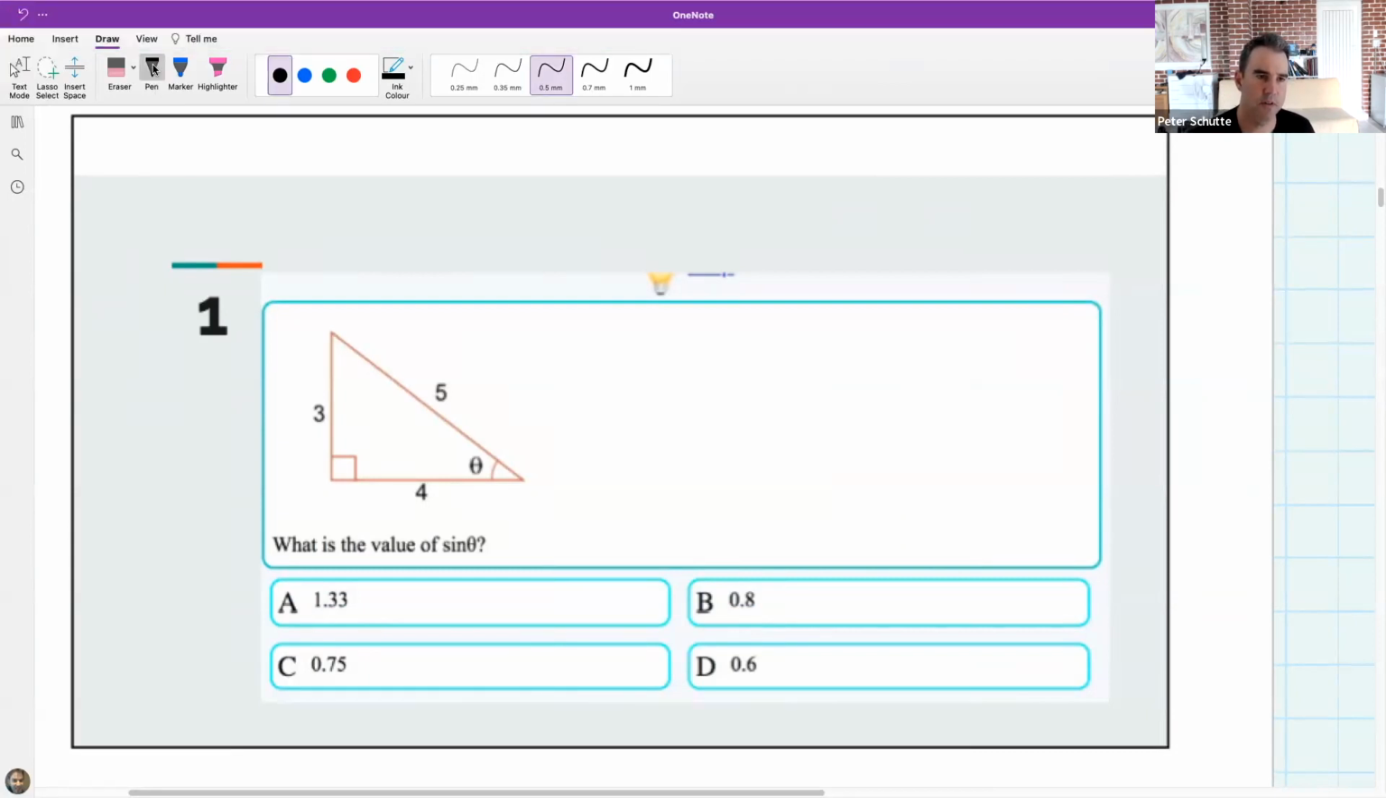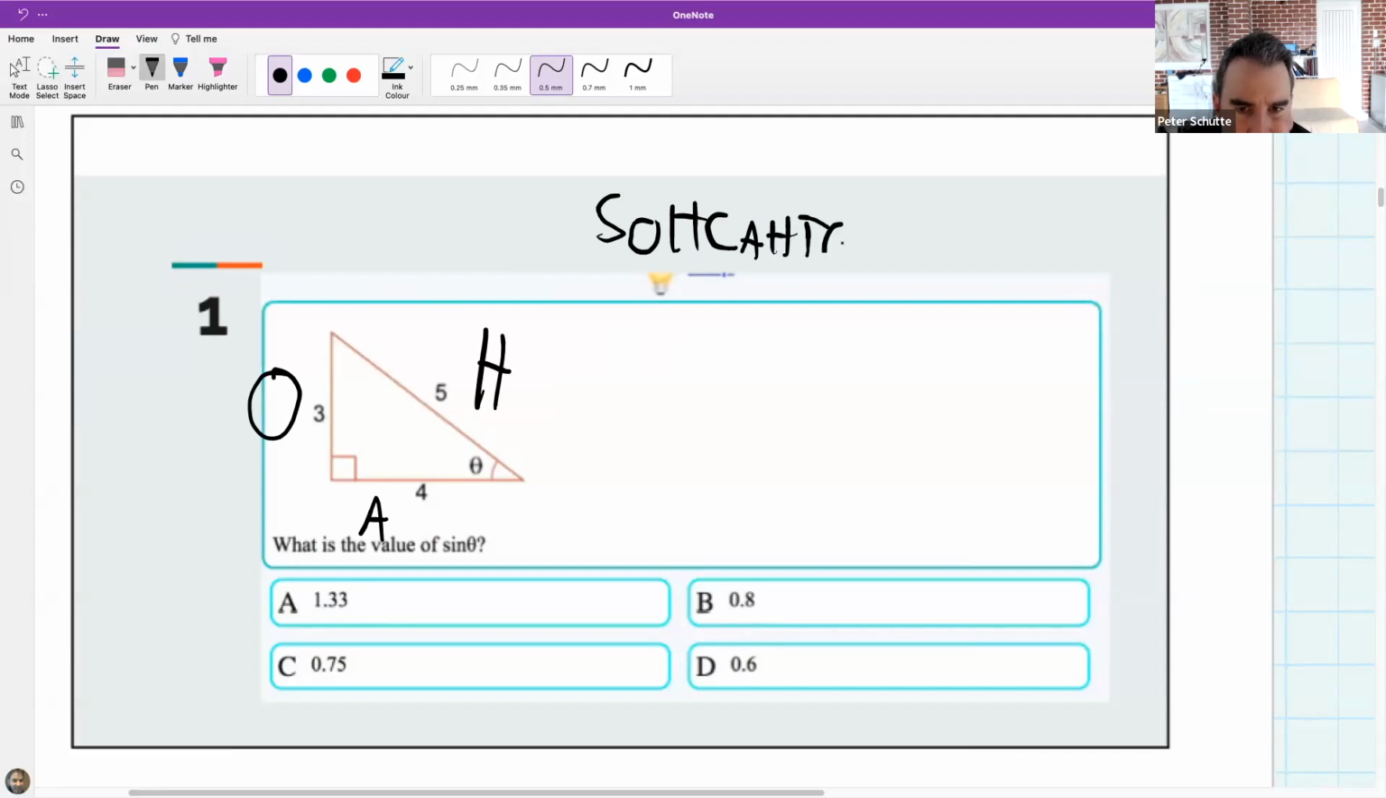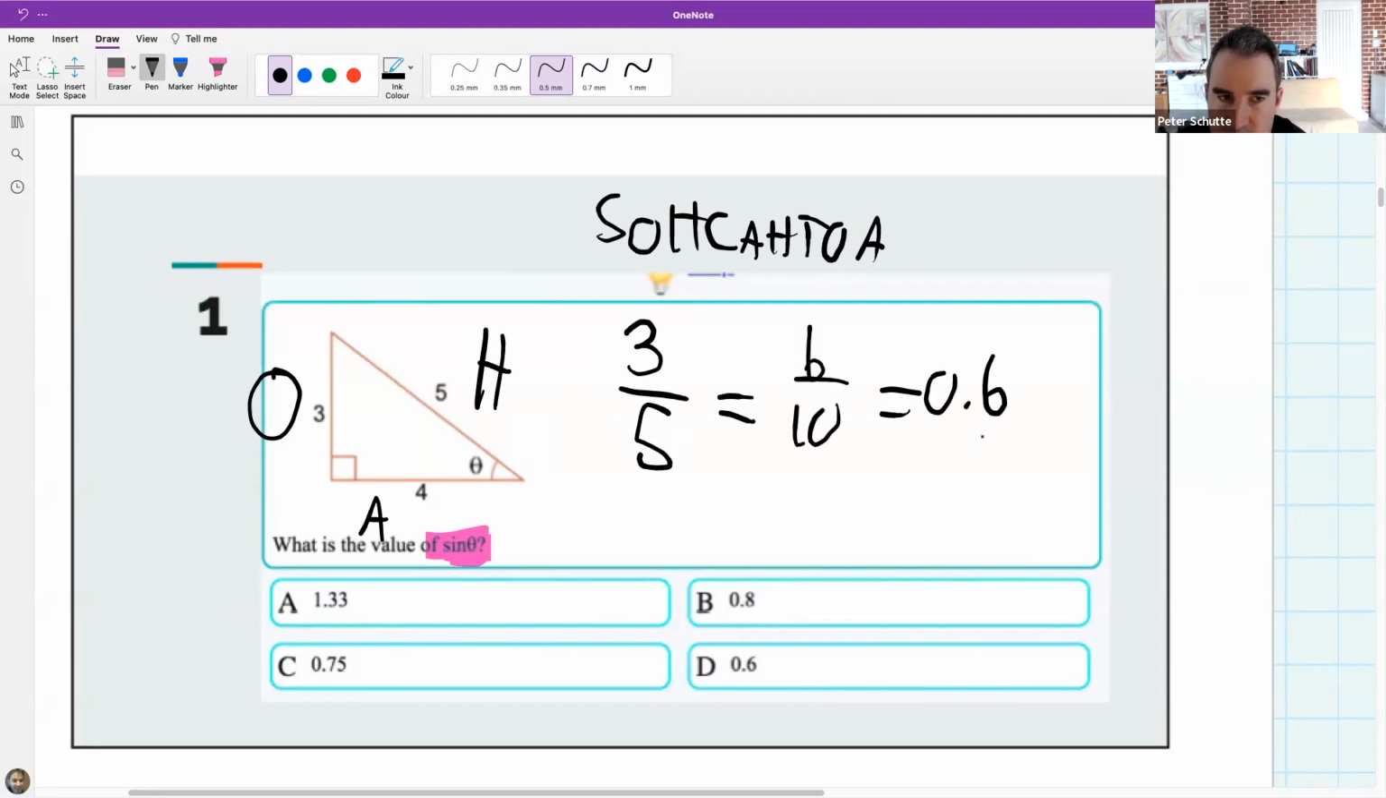What I like to do sometimes is label the different sides. So that would be an O, that would be an H, and that would be an A. So we need to know what the sine of theta is. And so since the sine is O over H, I was thinking O is 3 and H is 5. Now, there is no 3 over 5 here, but 3 over 5 is the same as 6 over 10, or 0.6. And so the correct answer should be 0.6.